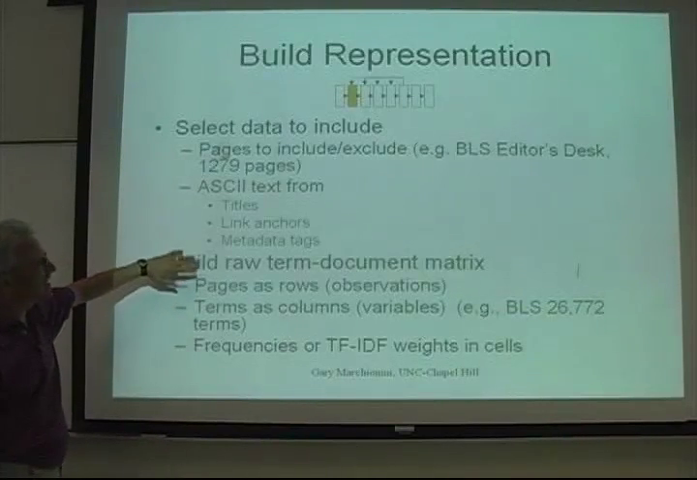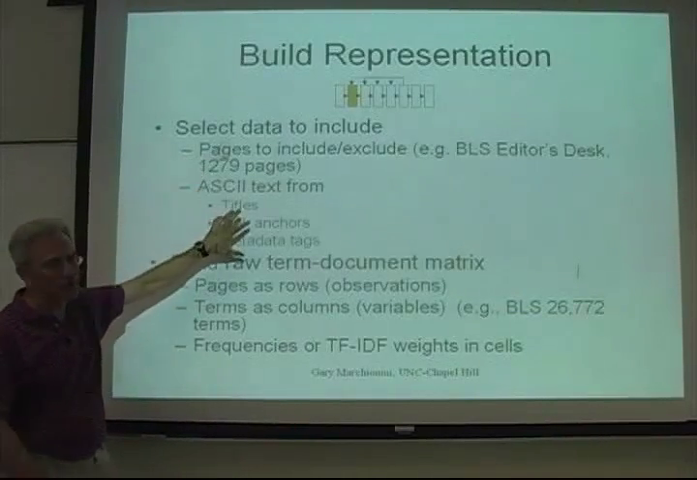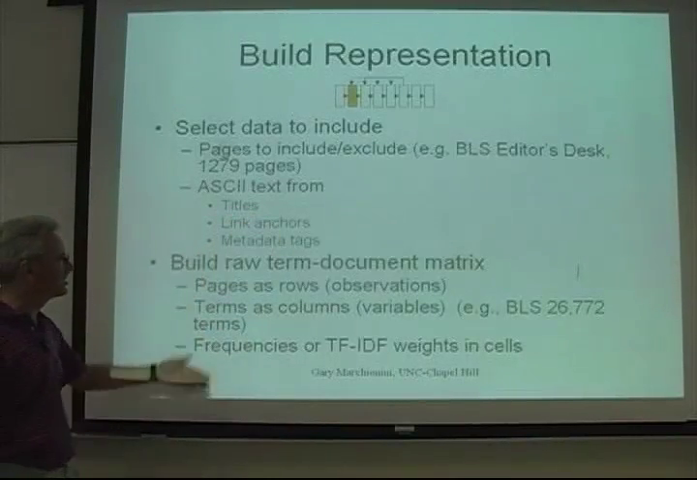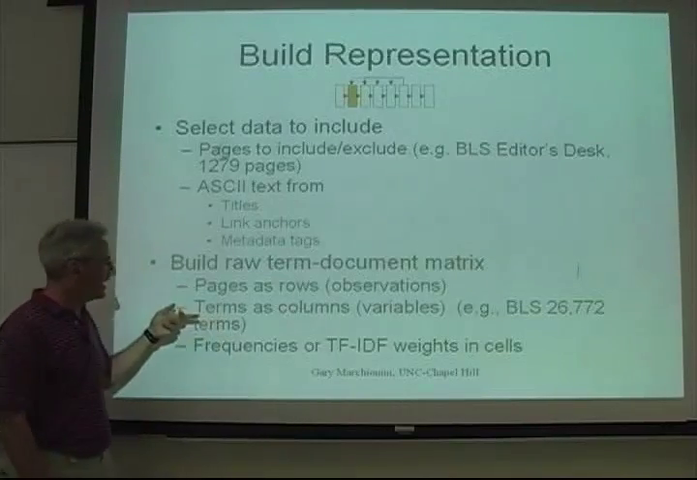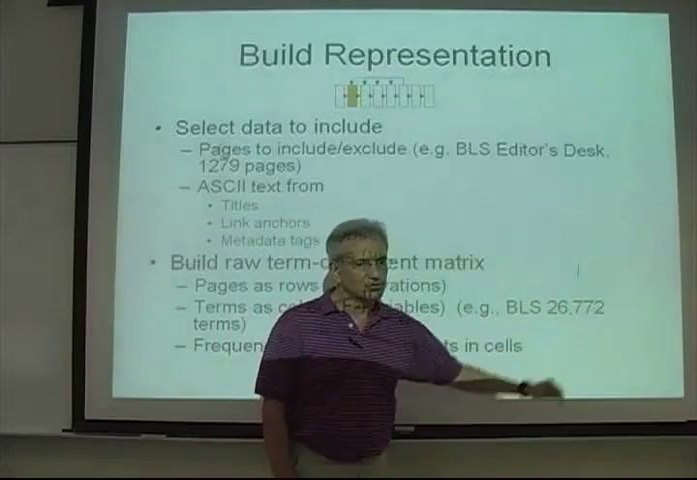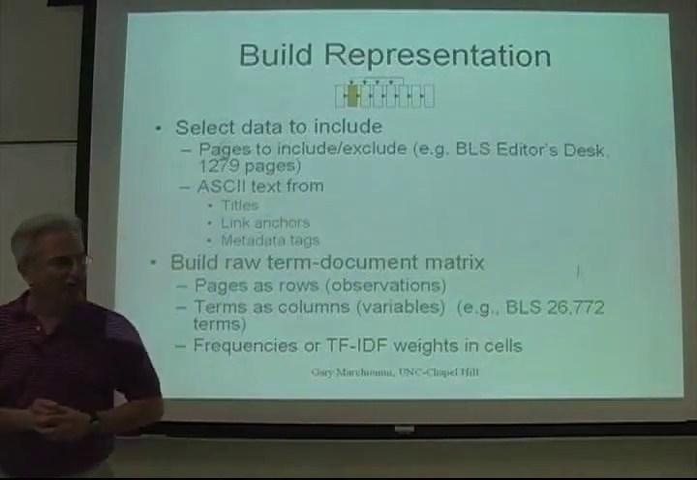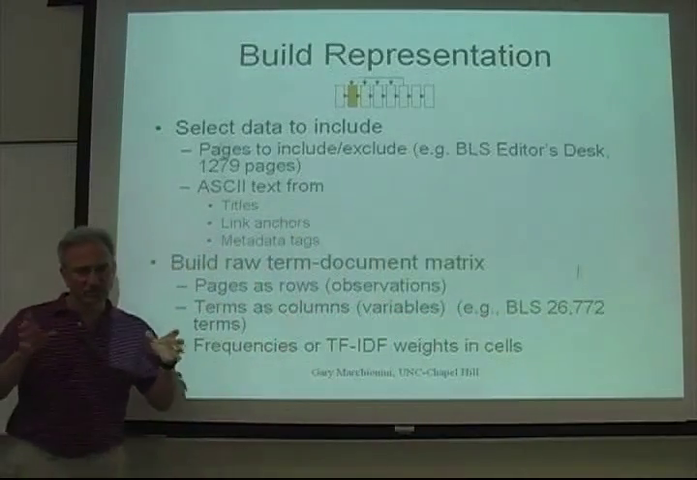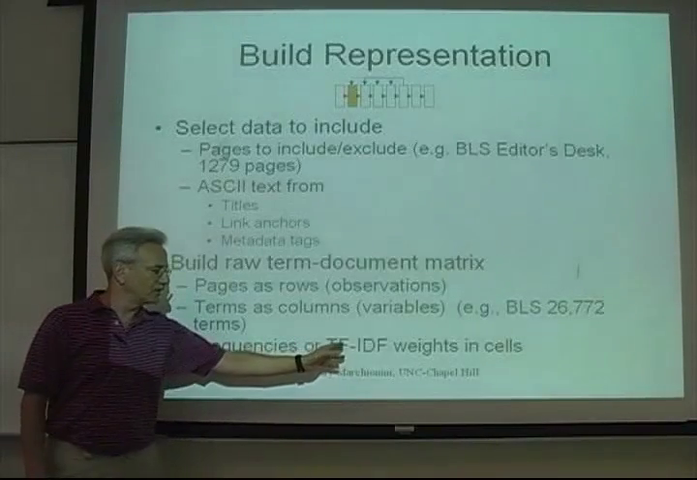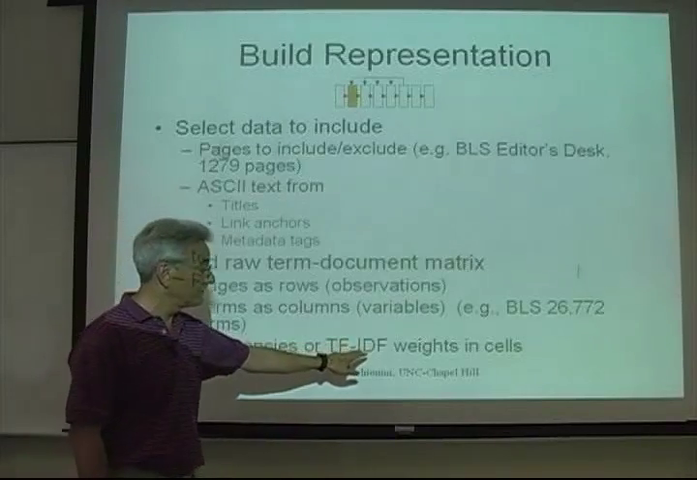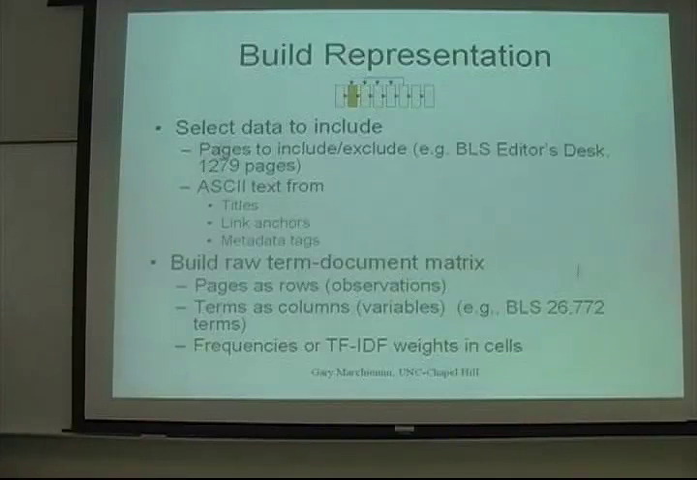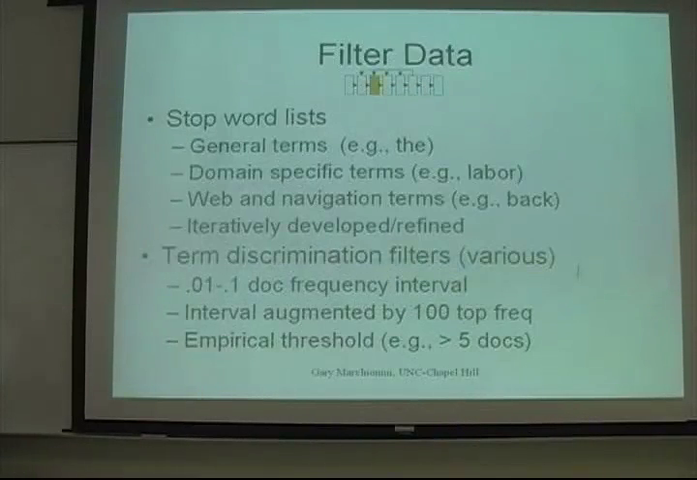Once we've decided what pages to use and what parts of the pages to use, then we build this raw term document index, pages as rows and terms as columns. There are a little under 27,000 unique terms in this subcorpus. And then you either do frequencies or term frequency over inverse document frequency weights in the cells. And we use the TF-IDF values.